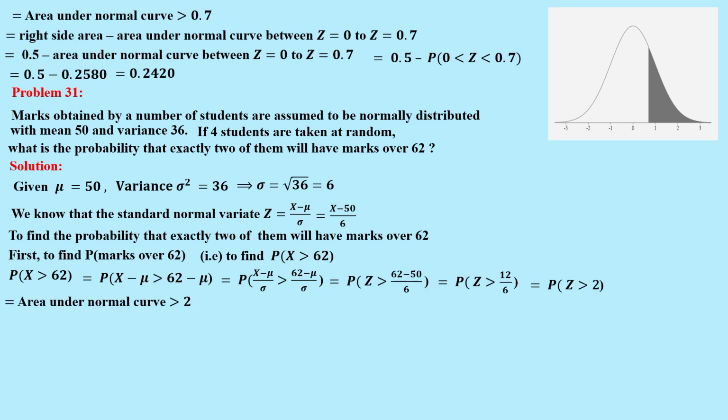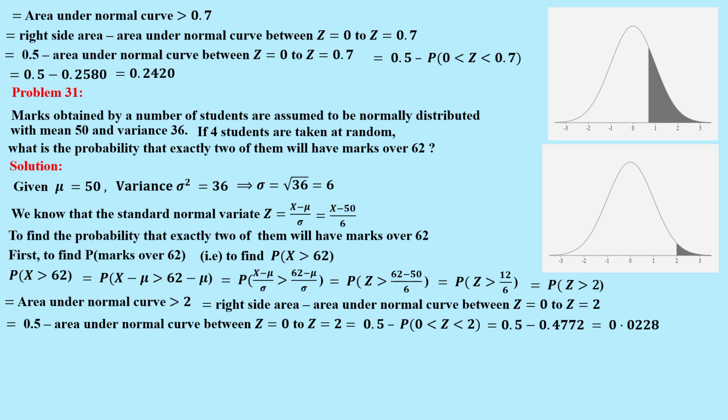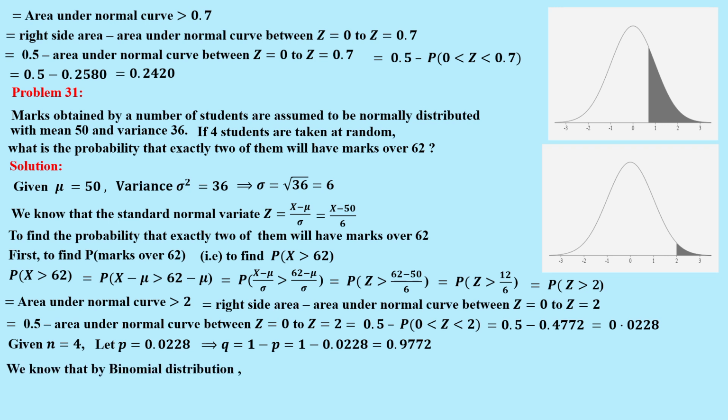Area greater than 2 under the normal curve means the area on the right side. So the total right side area, that is 0.5, minus the area between 0 to 2. So that is 0.5 minus 0.4772, which is equal to 0.0228. That is the probability. Given n is equal to 4, so p is equal to 0.0228. So q, that is 1 minus p, is equal to 0.9772. We are going to use the binomial distribution, because they have given n, the number of students, 4.